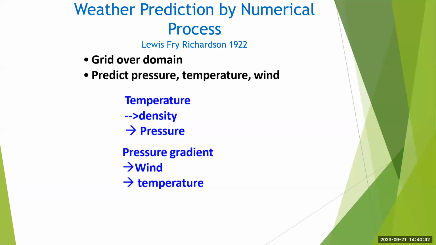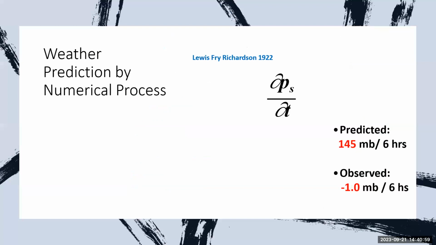And then Weather Prediction by Numerical Process, what he actually talked about is a grid over a domain, then predicting pressure, temperature, and wind. Talking about temperature, then density and pressure gradient, wind and temperature, those kinds of factors he started with. And then one prediction that he made is the expression that you see here. What he predicted is 145 millibar per 6 hours, but observed is -1 millibar per 6 hours. So this is the kind of level of prediction, but at least he started and he published at that time.